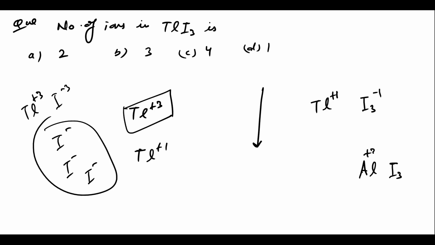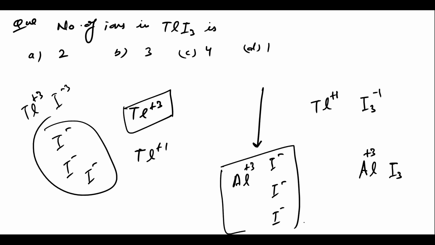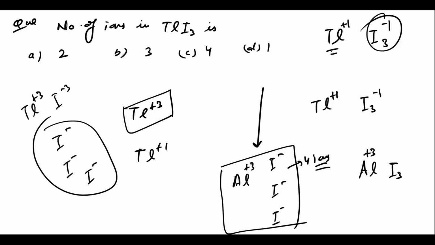So here aluminum is going to have +3 oxidation state, more stable +3. And for iodine, there must be 3 iodines, like Al, -1, -1, -1, and this is +3. So there are 4 ions present here. Okay, there are 4 ions. But if tellurium is going to have +1 oxidation state, then this I3 will be acting as -1 as a whole. Okay, so there will be only 2 ions.